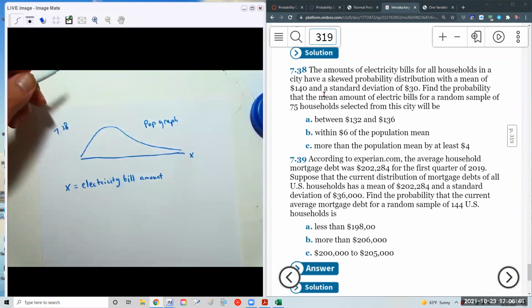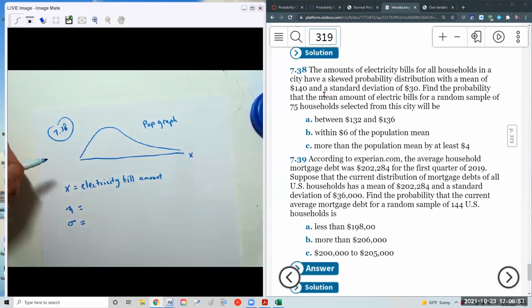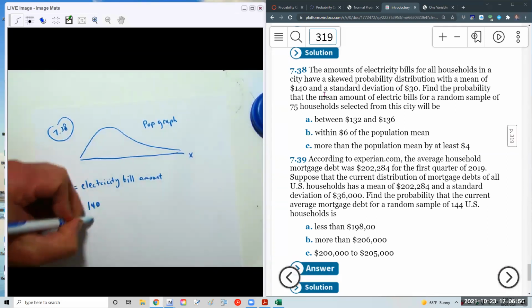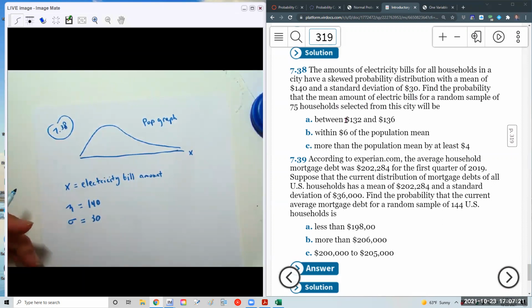And let's see, we were told that the mean and standard deviation of the population were given at 140 and $30. Okay. So they want us to find a probability, right? That the mean amount of electric bills for a random sample. So that means a sample mean. Find the probability that a sample mean taken from a sample of 75 will be between 132, that number and that number. Okay, so parts A, B, and C.